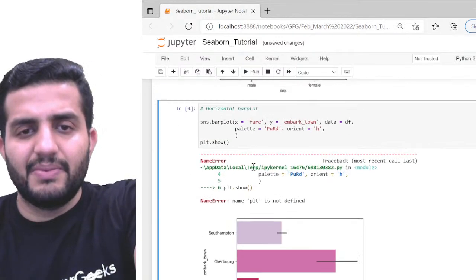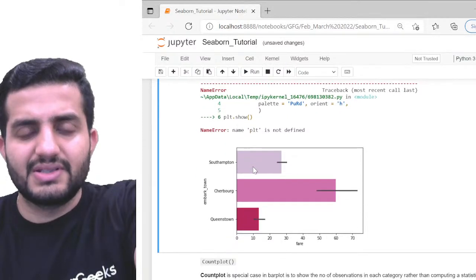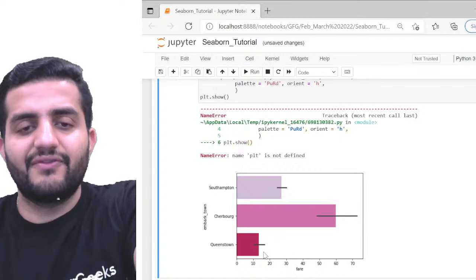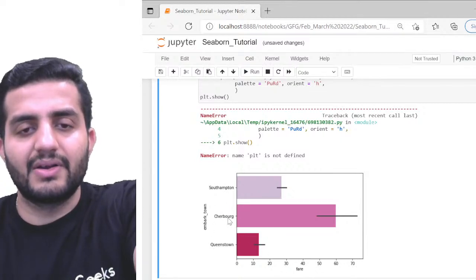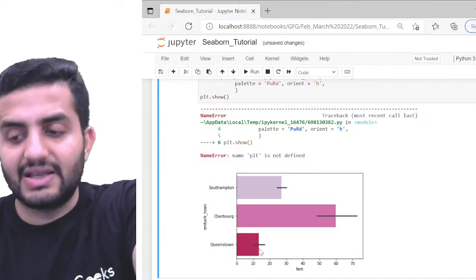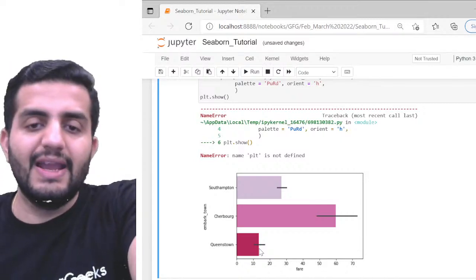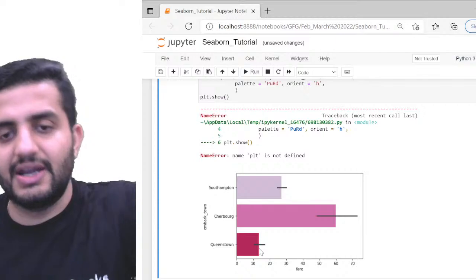So maybe plt.show is not fine. We'll see what is plt. Fine. Anyway. So yes, now here we could see that the fare for Queenstown compared to Cherbourg and Southampton is comparatively very less, right? So now we could see some clear distinction, but in terms of age, there was no such clear distinction, right?